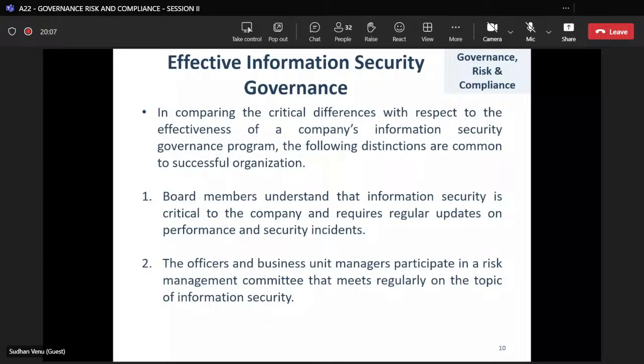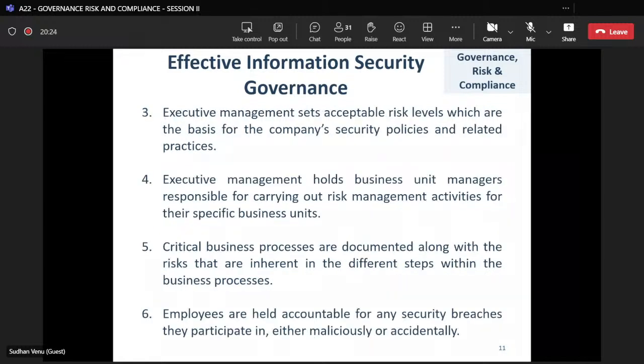The officers and the business unit managers participate in the risk management committee, which meets regularly on the topic of information security. So if you are building information security governance, the effective way of handling it is that the executive management team sets up the risk level, what the minimum and maximum levels are, how things will happen, and the basis of the company security policies related to the practices. So what kind of practices are you enabling in your organization related to information security governance? Everything will be carried out to make governance in information security effective.